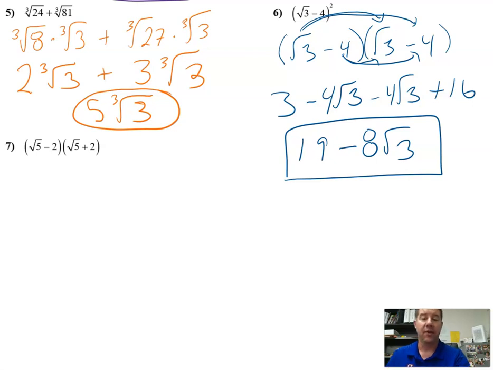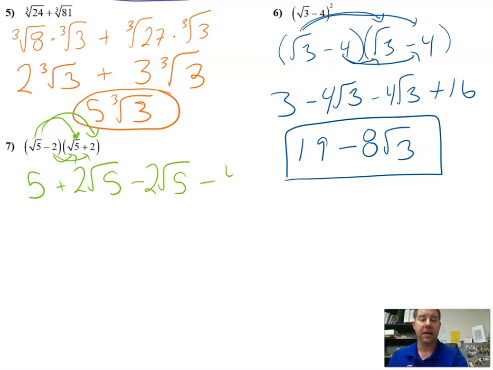So if I multiply the square root of 5 plus 2 times the square root of 5 minus 2, since these are multiplying, we're going to double distribute. Root 5 times root 5 is the square root of 25, or 5. Root 5 times positive 2 gives me 2 root 5. Negative 2 times root 5 is minus 2 root 5. And then negative 2 times 2 is minus 4.